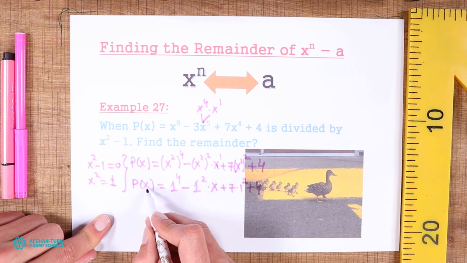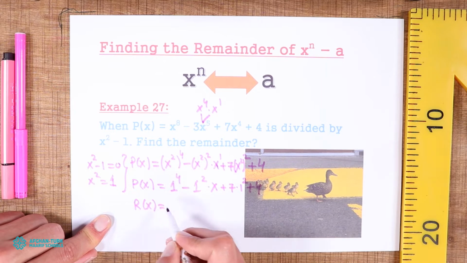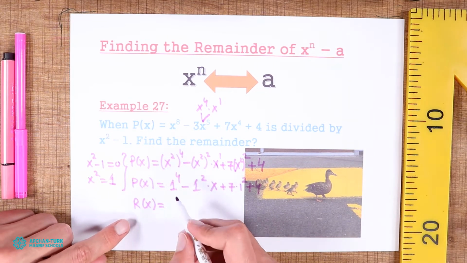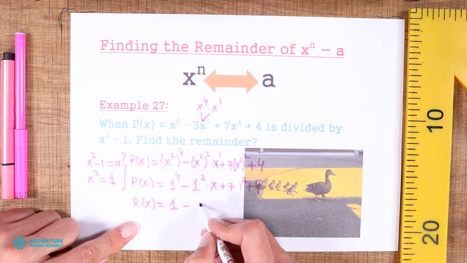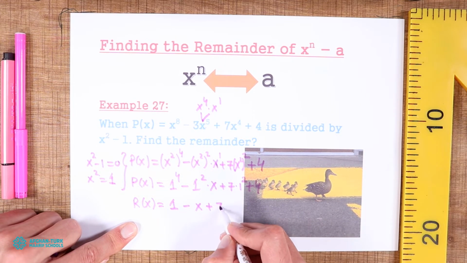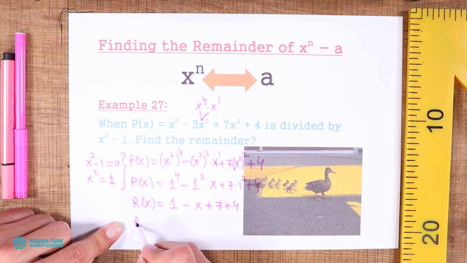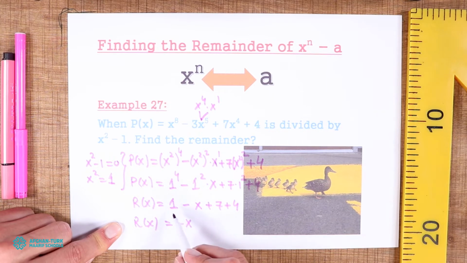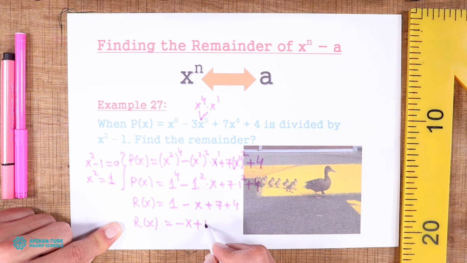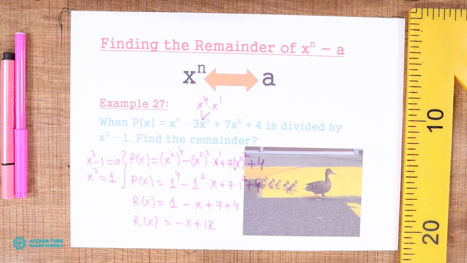And after that, you know that p of x is the remainder. We can write r of x instead of p of x, because that is the remainder. So 1 to the power of 4 is 1, minus 1 times x will be minus x, plus 7 plus 4. As a result, we will have the remainder minus x, 1 plus 7 is 8, 8 plus 4 is 12. So here the remainder is minus x plus 12.